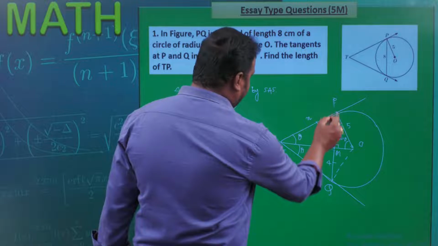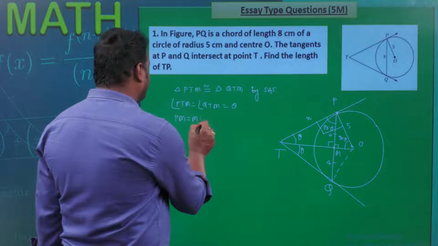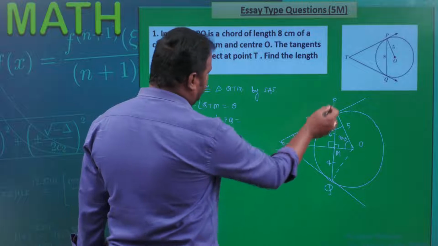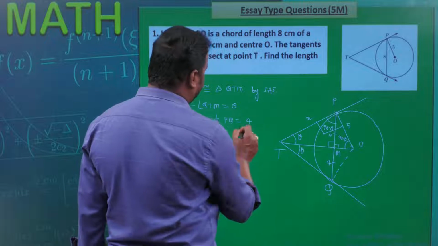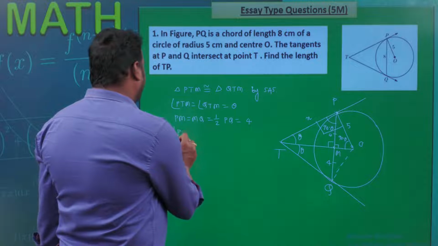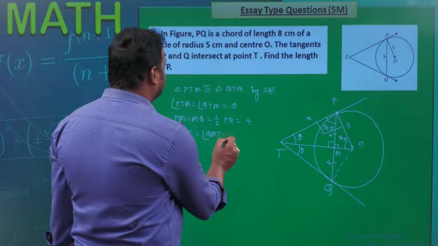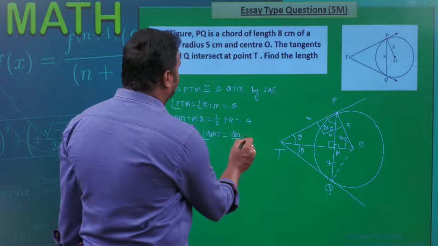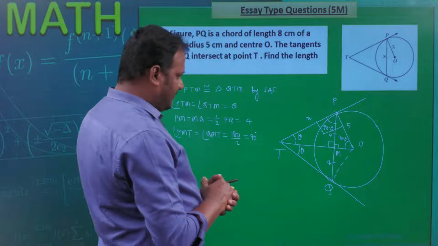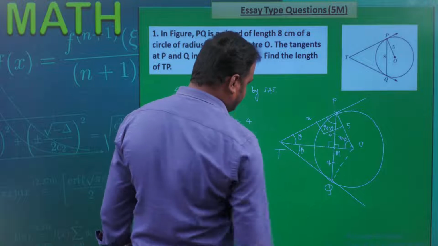And PM is equal to MQ, which is equal to half PQ. PQ is equal to 8, half PQ is equal to 4 centimeters, and angle PMT, which is equal to angle QMT, which is equal to 180 by 2, which is equal to 90 degrees. That is the information being provided. So now this is 90 degrees. So it is now 4 centimeters, it is also 4 centimeters.